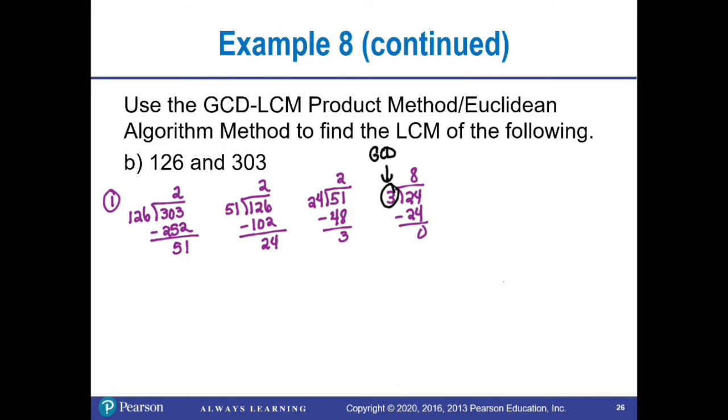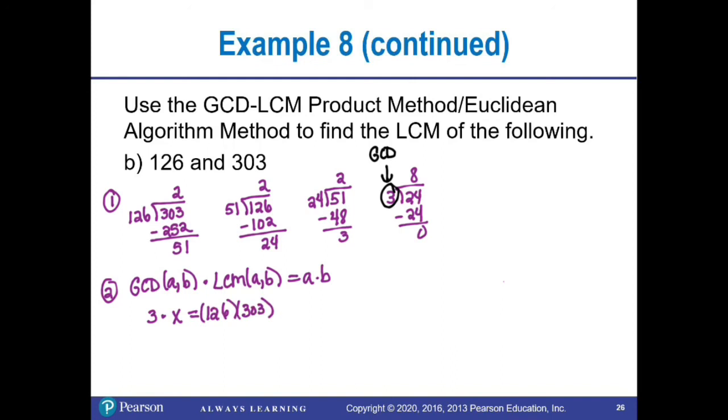Now I'm ready to use my formula. That's my second step. So the GCD of two numbers times the LCM of those two numbers is the product of those two numbers. Our GCD is 3. I'm trying to find the LCM, so I'm going to let that be X. And then I multiply my two numbers together. So here I'd say 126 times 303. To solve for X, divide both sides by 3.